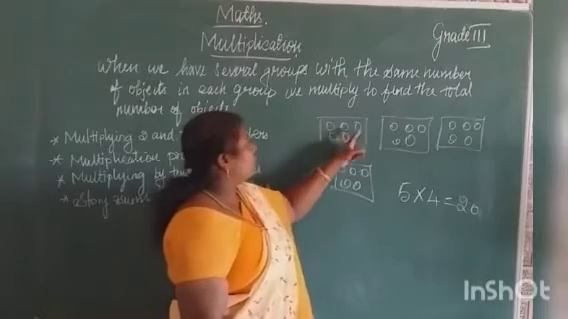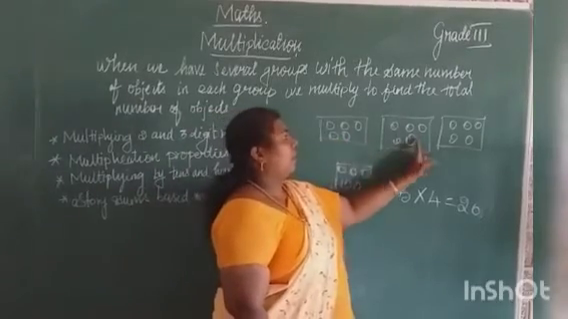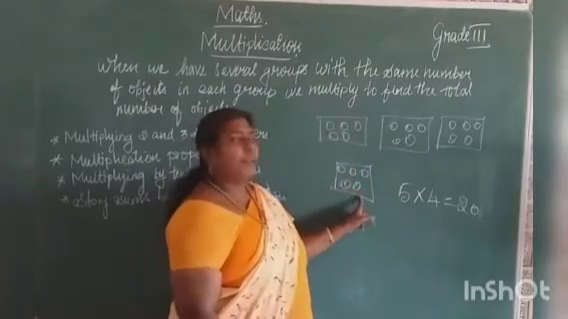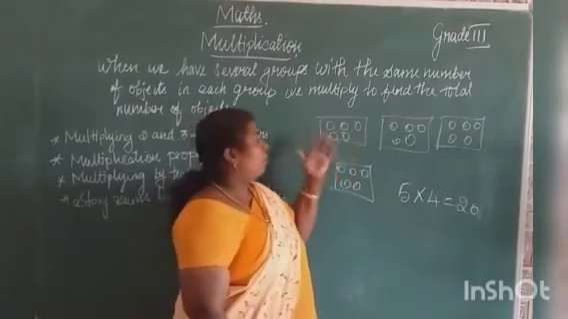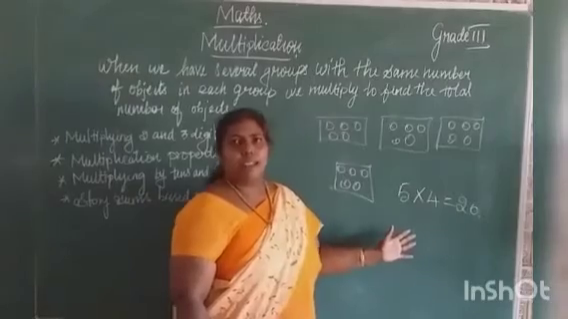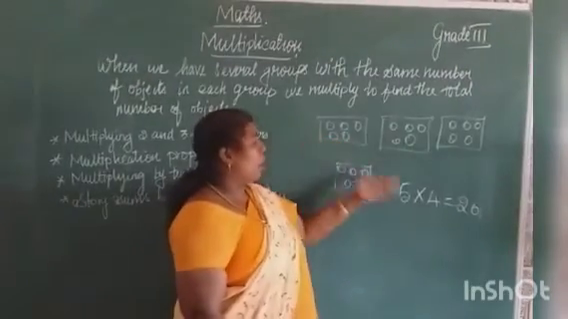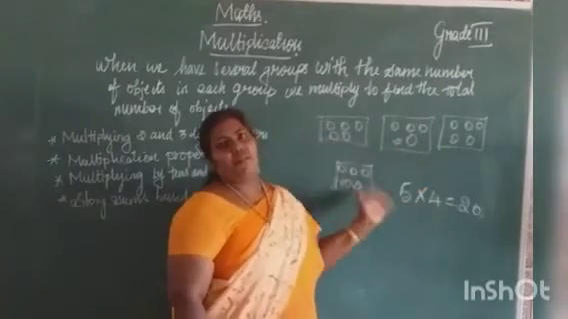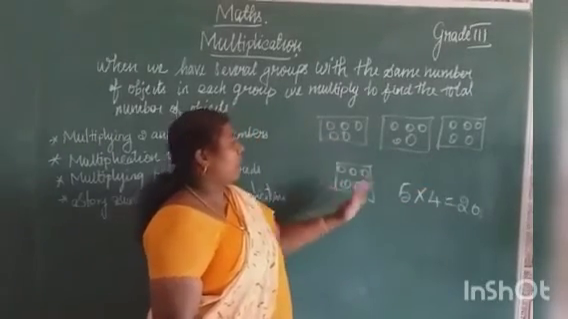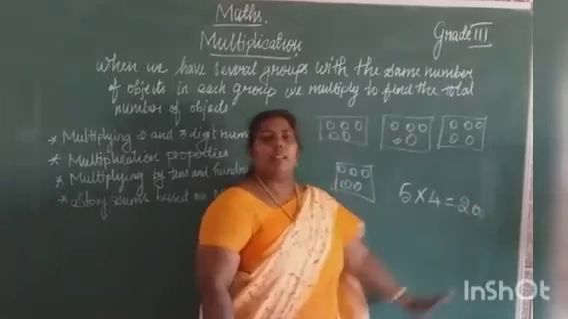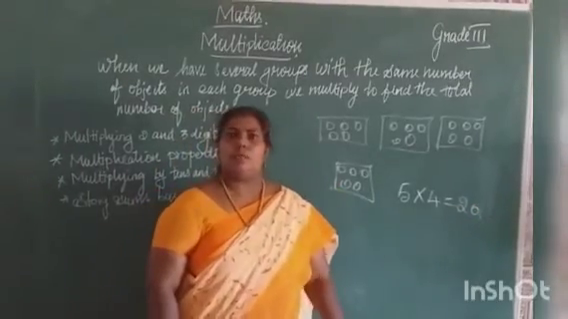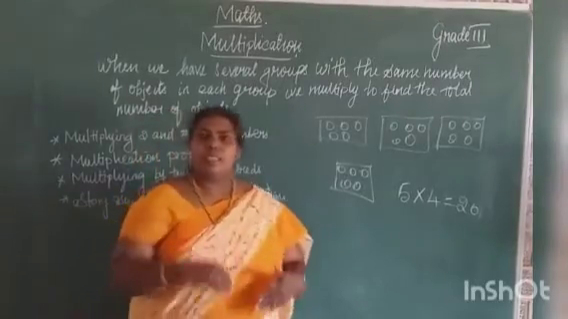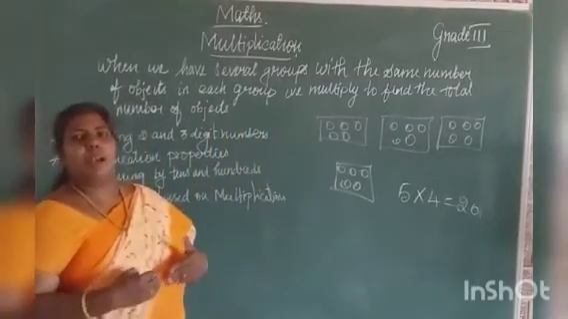See, if we count 1, 2, 3, 4, 5, 6, 7, 8, 9, 10, 11, 12, 13, 14, 15, 16, 17, 18, 19, 20. So instead of counting directly, we can get the answer, right? Yes. So in each group, how many items are there? Then into the number of groups, how many boxes are here. So if we multiply, we will get the answer directly. Do we understand? For that purpose, we are using multiplication, right? Yes. Now in this chapter, what are the things we are going to learn?